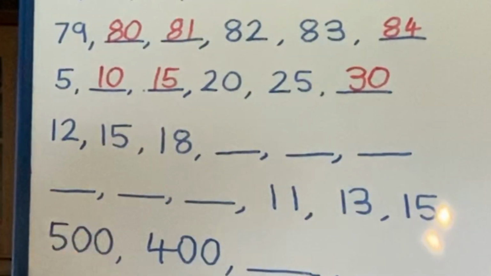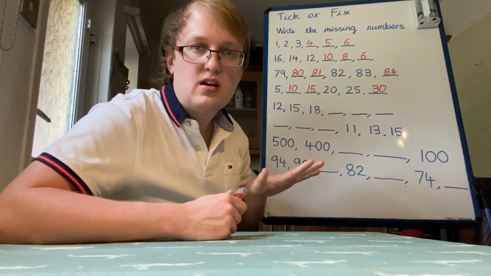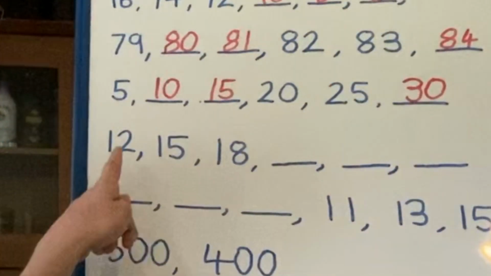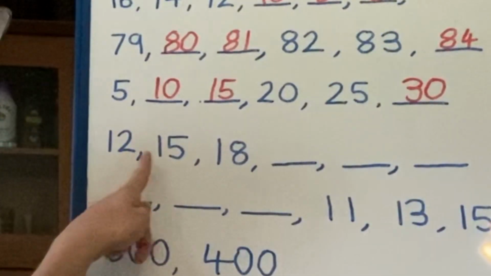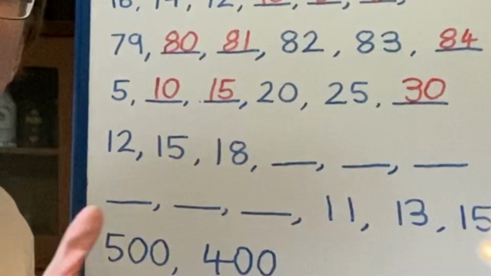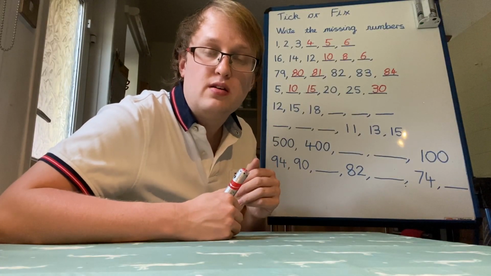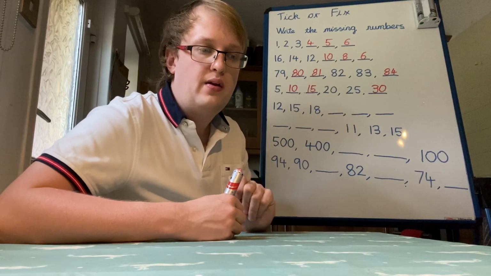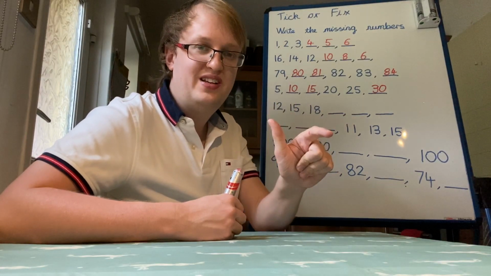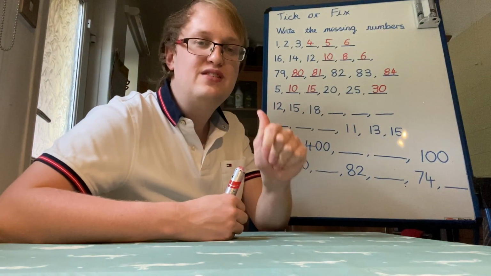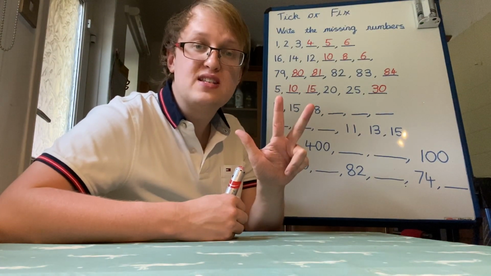So the numbers are ascending, they're increasing. Step 4 then is to look at the difference. What's the difference between 12 and 15? I count on from 12 to 15, how many spaces would I be counting on? So start with 12, and you go 13, 14, 15. Remember to stop at 15. 12, 13, 14, 15 is 3 spaces.